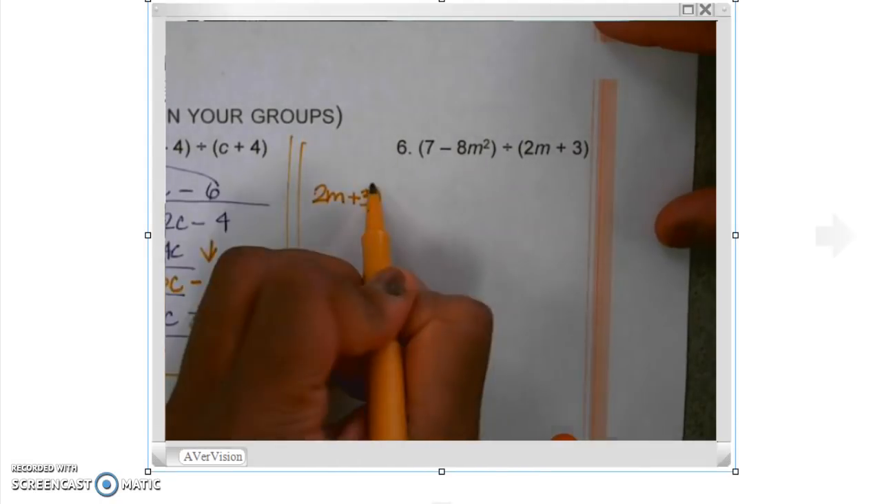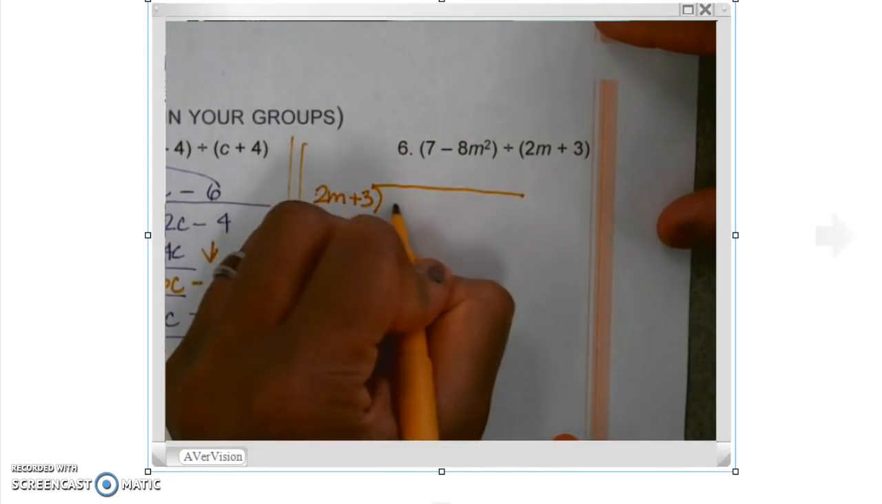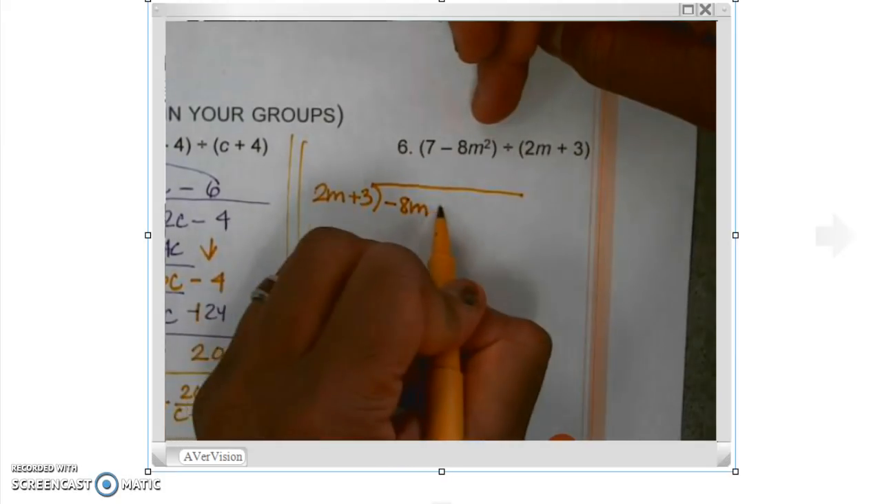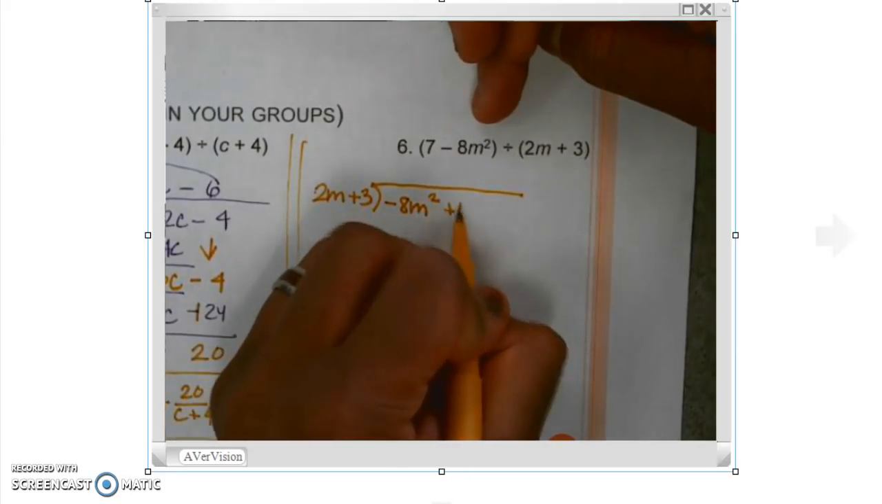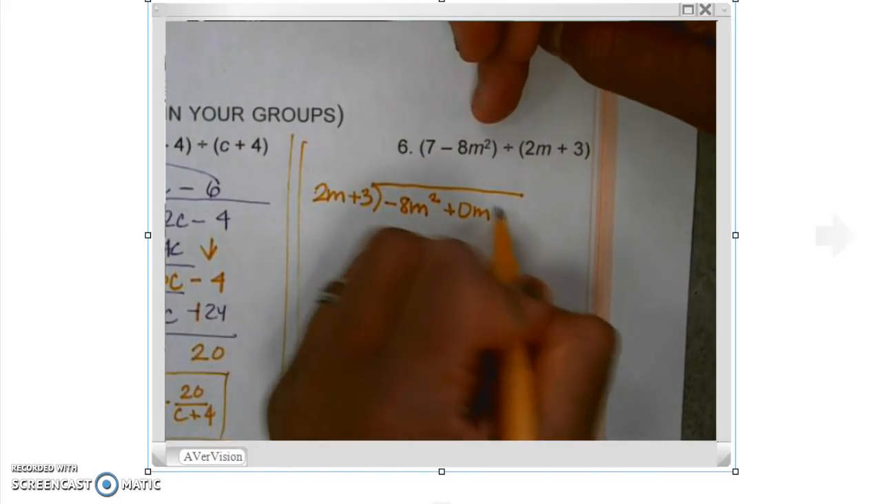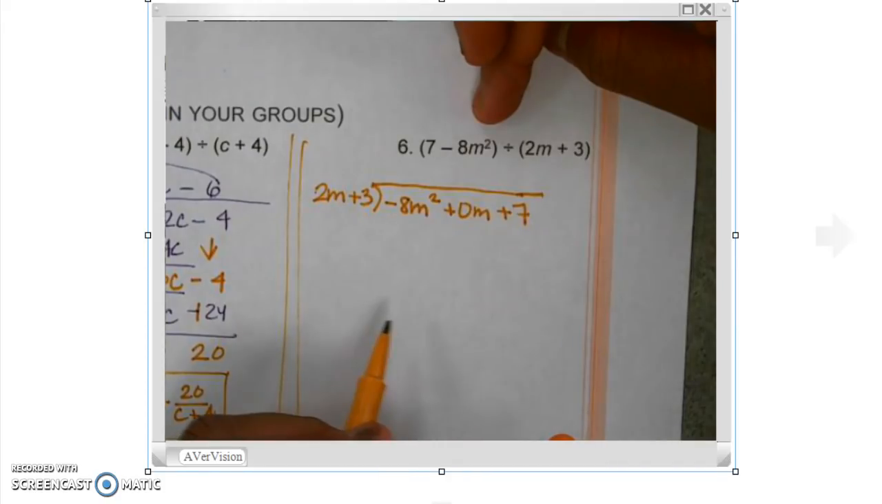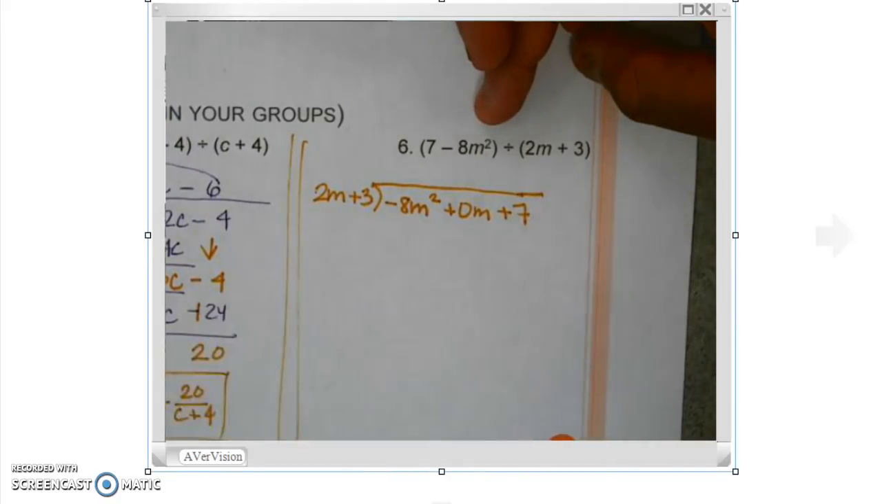Okay, I want to set you up for this one. But I would like for you to now please press pause. Well, not now. I'm going to put this in standard form. Negative 8m squared plus 0m, because there's not an m term, plus 7. And then what are you doing first? You're dividing.